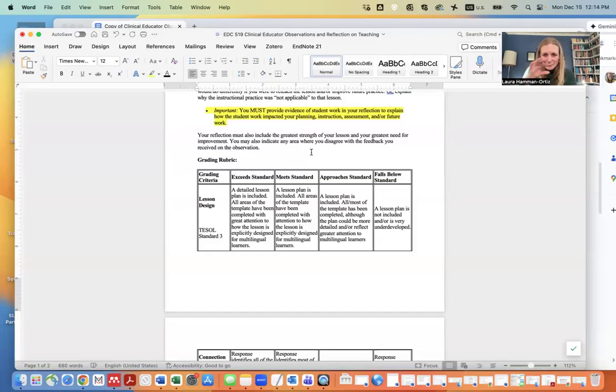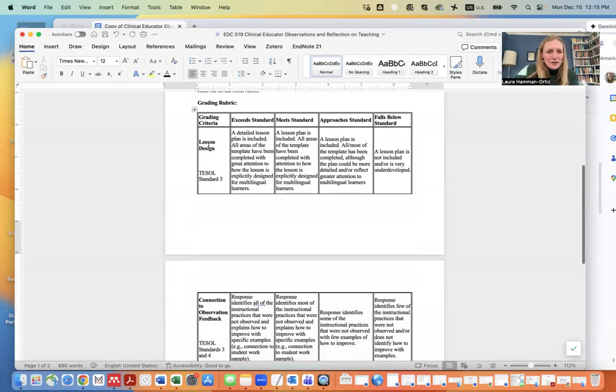And in addition, get into the weeds of those areas where you didn't achieve a 3, thinking about where you think the greatest area for improvement might be. You also are welcome to indicate any place where you disagree with the feedback you received in a thoughtful way, of course, and providing evidence for that, of course, is useful. So here you can see the grading rubric itself.